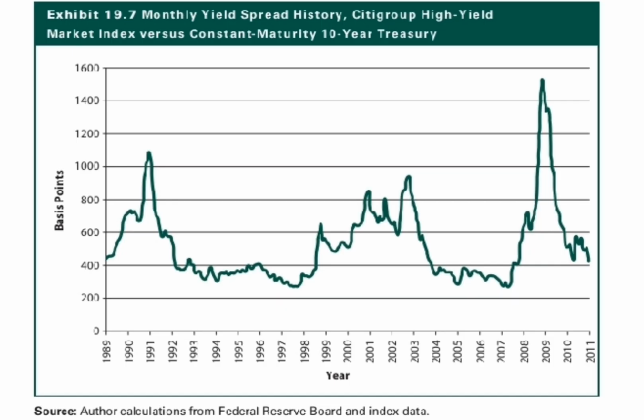So this chart displays the monthly yield spread history from 1985 to 2011 of the Citigroup High Yield Market Index versus a constant maturity 10-year Treasury bond. The y-axis represents the spread in basis points, indicating the difference in yield between the high-yield corporate bond index and the benchmark 10-year Treasury. The chart shows significant fluctuations in the yield spread over time, reflecting changes in investor risk appetite and credit conditions. The spread widened considerably during periods of economic uncertainty or financial crisis, such as peaking around 2009, then narrowed during more stable periods, suggesting that the high-yield corporate bond market's risk premium varies significantly over time.